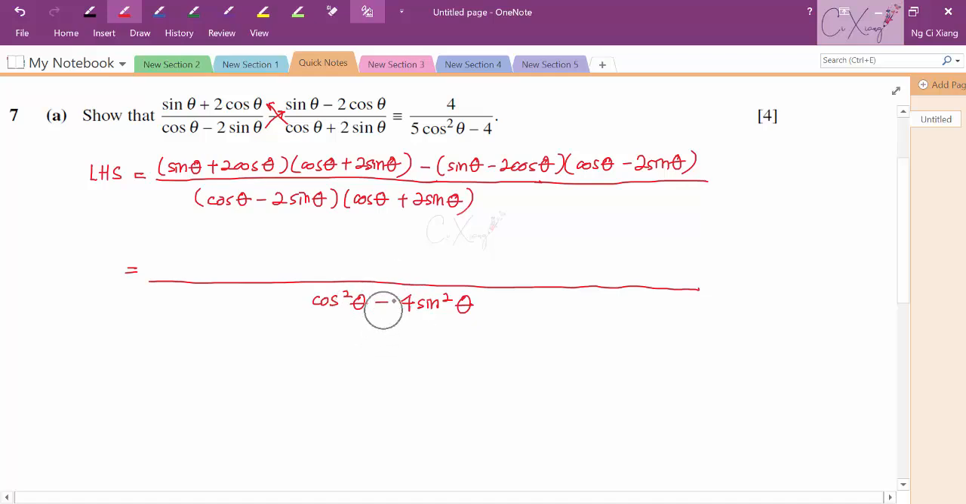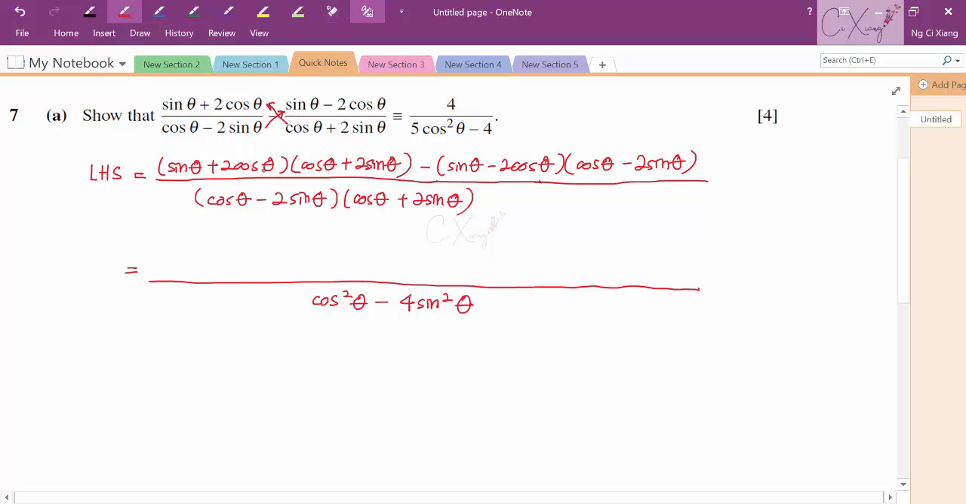So this is my numerator, denominator. Then now I focus on the first part of the numerator. For this first part of the numerator, you need to expand all the brackets also. First term multiply with second term, first term multiply with second term. All right, so you just try to expand these two brackets here.